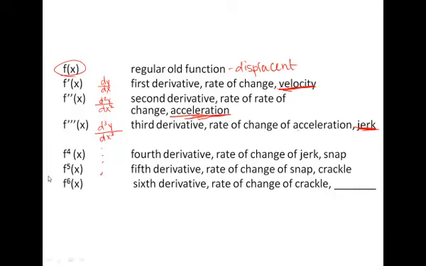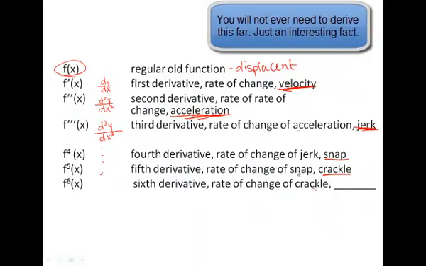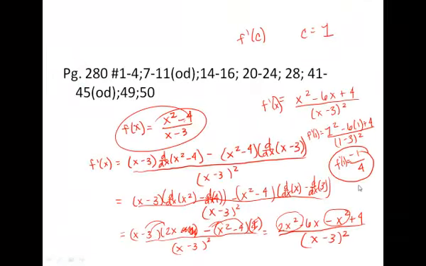It's the rate of change of your acceleration. Fourth derivative is called snap. Fifth derivative is called crackle. And then, yes, sixth derivative, that's right, pop. All right, so there's your assignment.